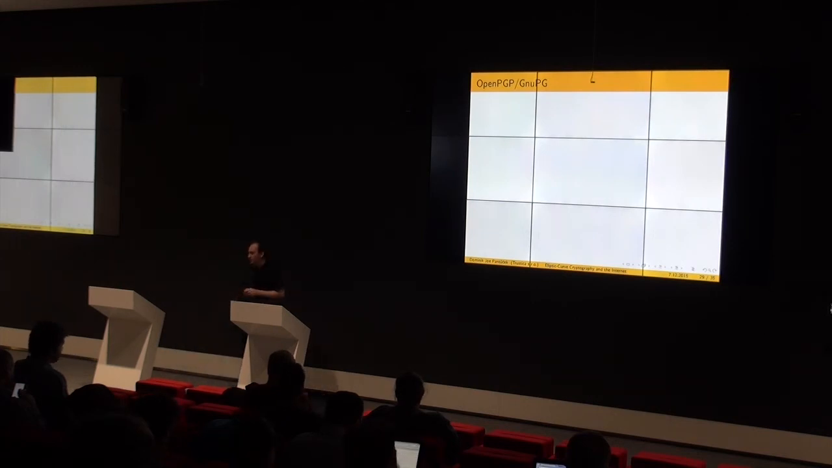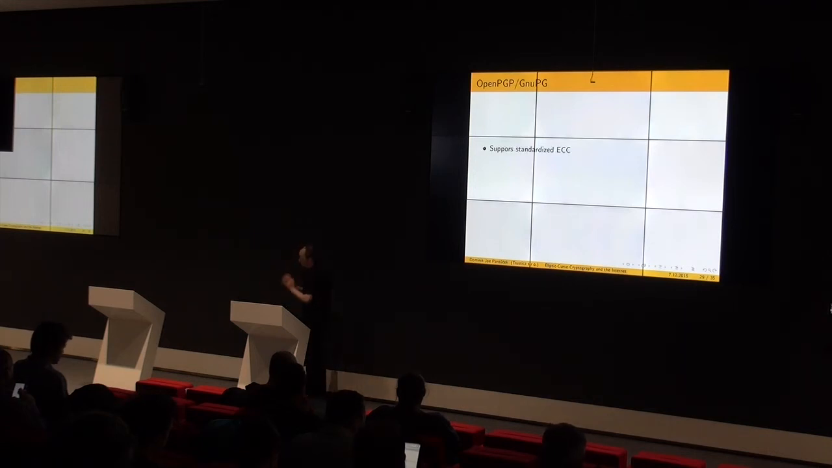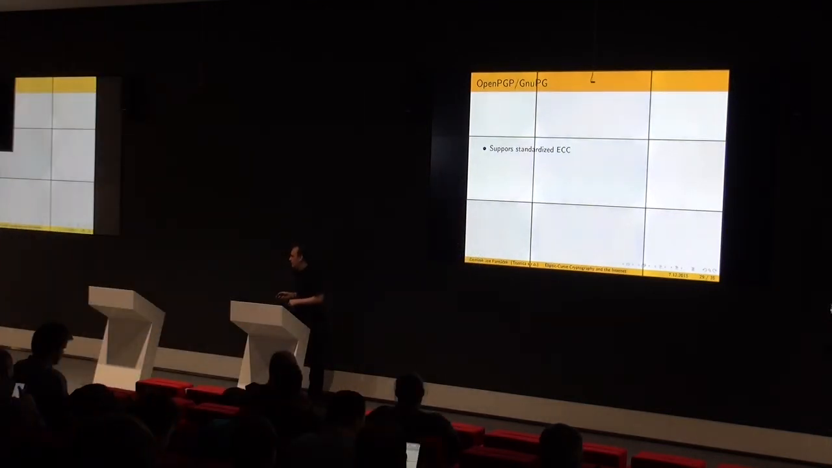Then there's the worst part of my talk, OpenPGP. It's a huge mess, but it works. It's not a huge mess implementation-wise because we've got the great GnuPG implementation, which actually does things quite right. But the standardization is a complete mess. Right now, the OpenPGP standards only support standardized ECC, which means ECDSA, ECDH, a variant of key exchange, and things like that.